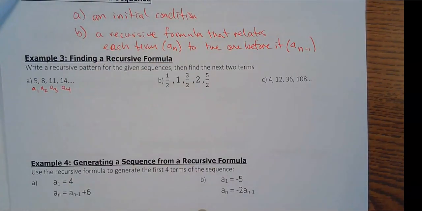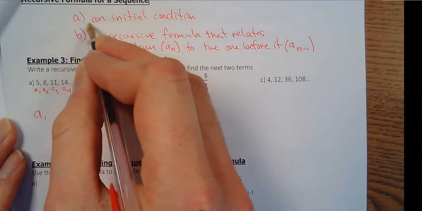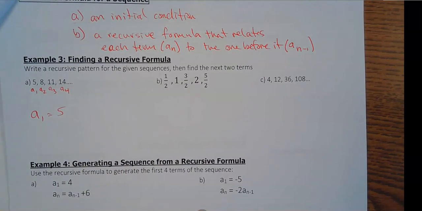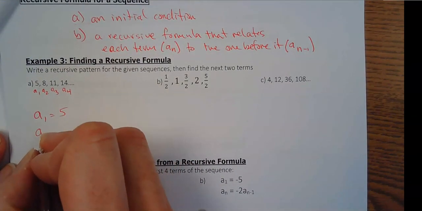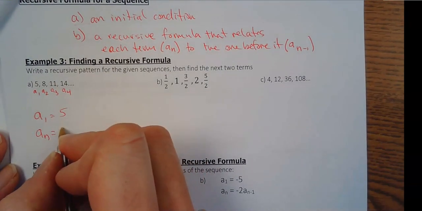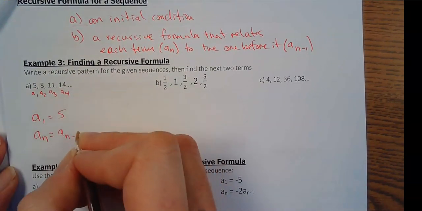Okay, so now what I need to do is write the initial condition. So I say what a sub 1 is. So this is my a up here. A sub 1 is 5. So you got to tell the person where to start. And then you got to say any number you want to find, any a sub n, is going to be found by taking the previous number. The previous number is a sub n minus 1. And in this case, I need to add 3.